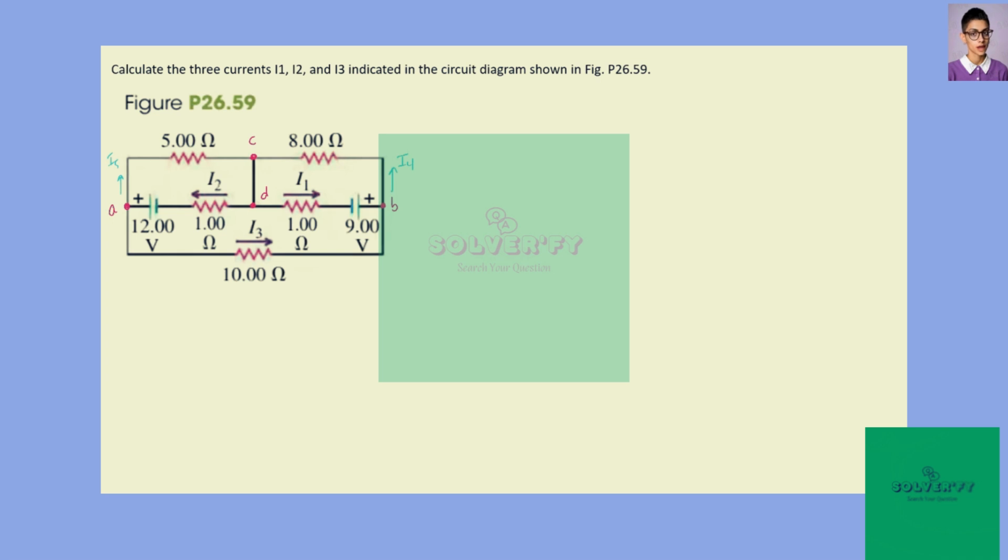And then at point C, I4 and I5 are going to come together to form one more that I'm going to call I6, heading down between C and D. And then I6 will split into I1 and I2.